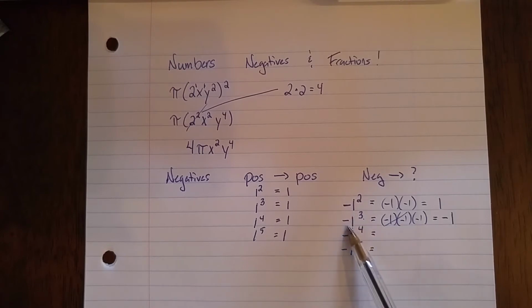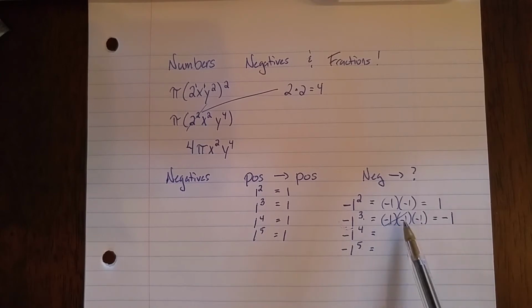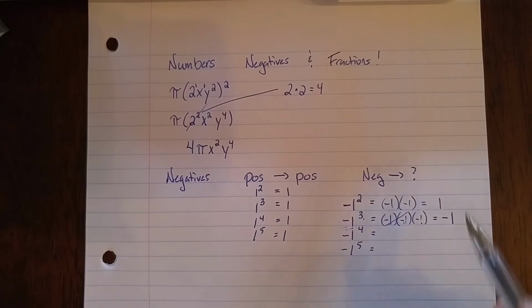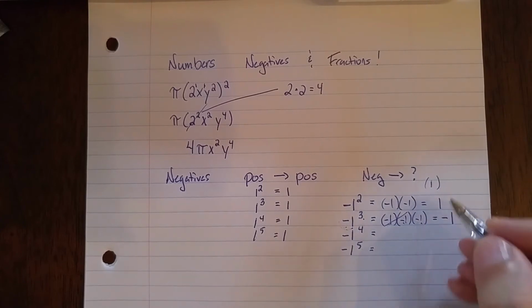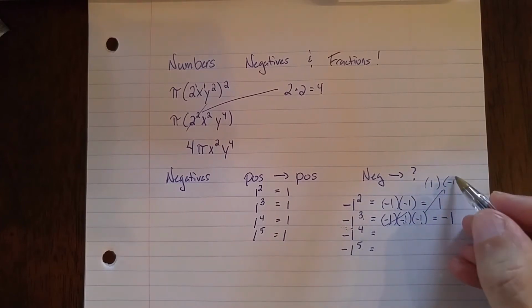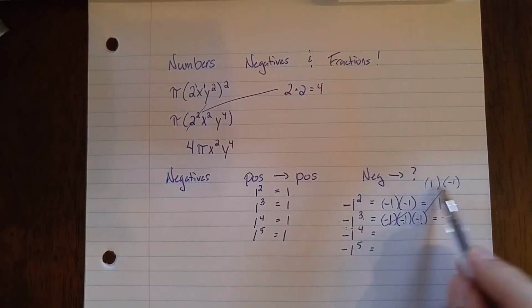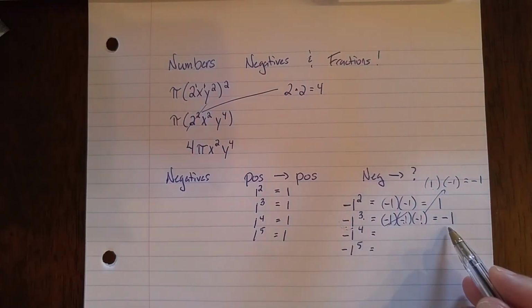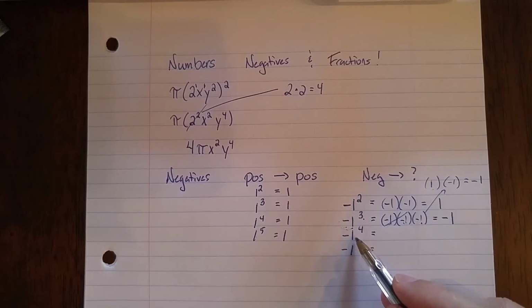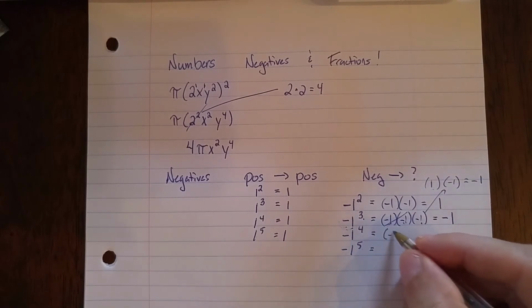This 3 tells me that I have this base 3 times in a multiplication problem. So when you multiply the first 2 of these, a negative times a negative equals a positive. So this becomes positive 1 times, and then I have this one here as well, negative 1. And now when signs are different and I multiply, it equals a negative. That's why we get this result right here. Now, let's look at the exponent 4. So now I have 4 of them.